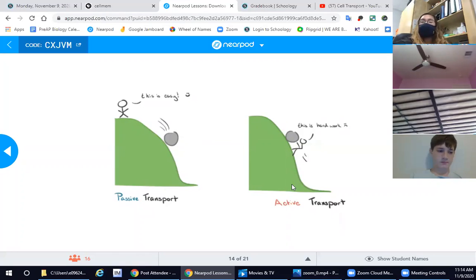It's kind of like riding your bike up the hill. You need to pedal harder. You need to use all your strength to get up the hill. That's active transport.